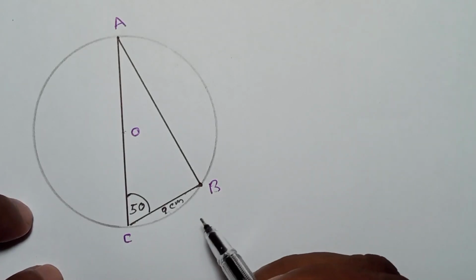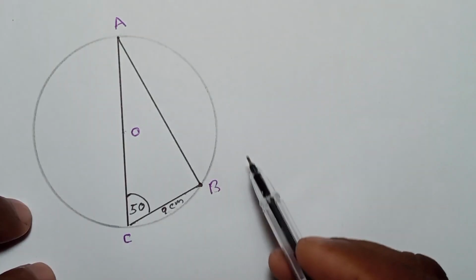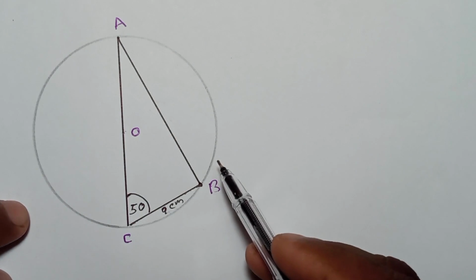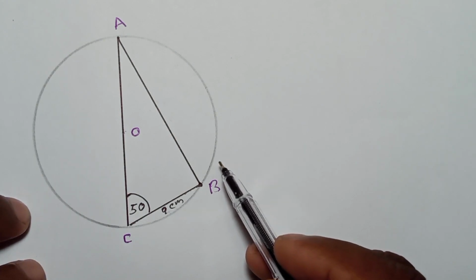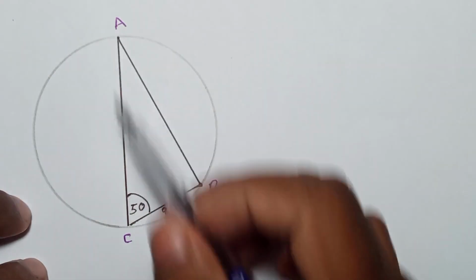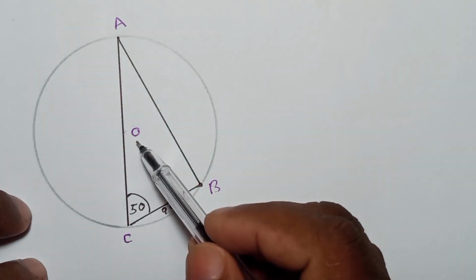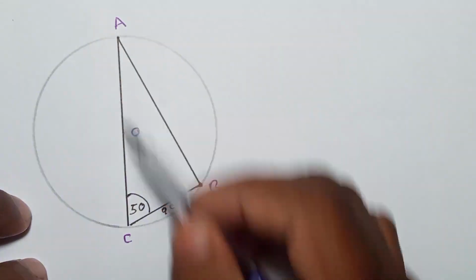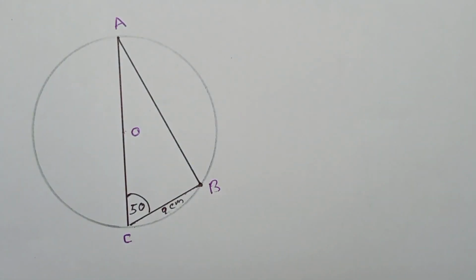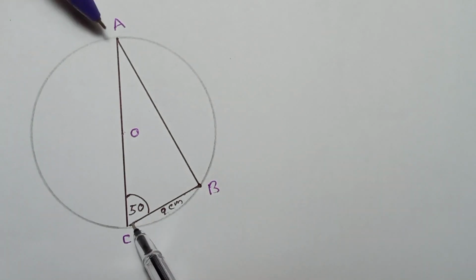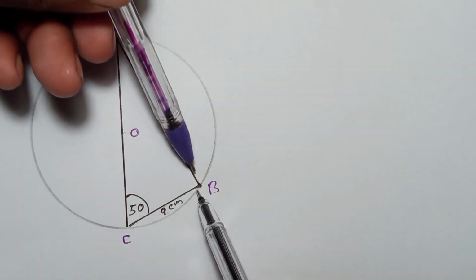Now in this circle they ask for the perimeter of this circle. So how do we get it? Here, the information tells us AC is the diameter and O is the center. That AC diameter subtends an angle at the circumference here.